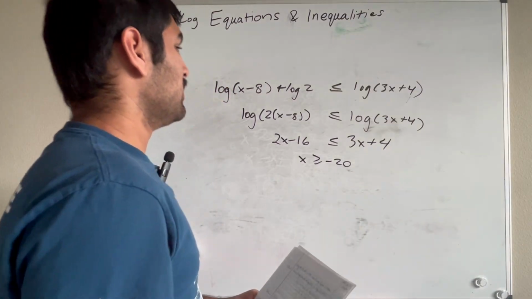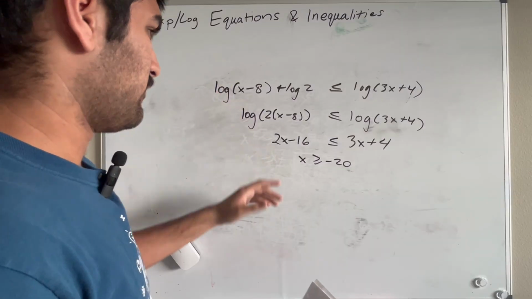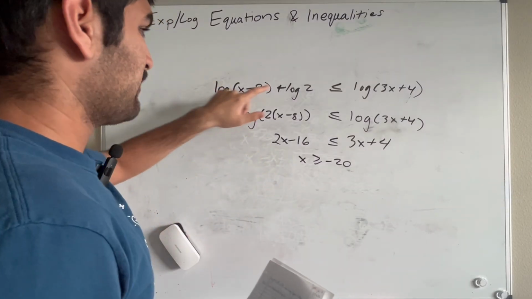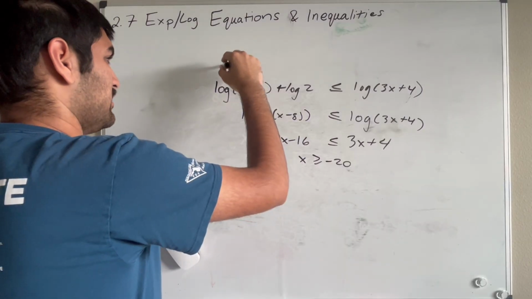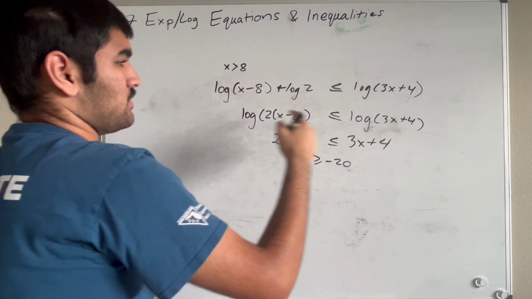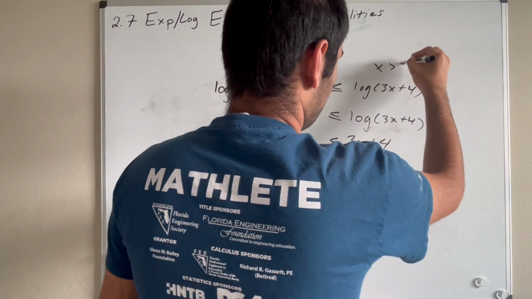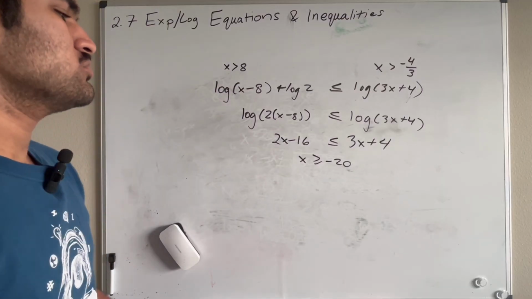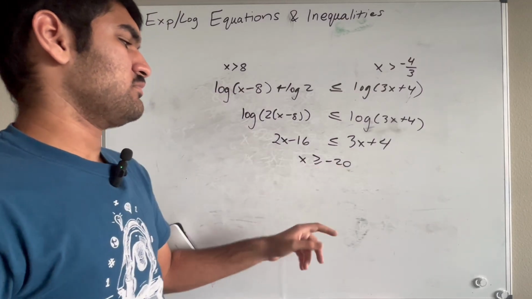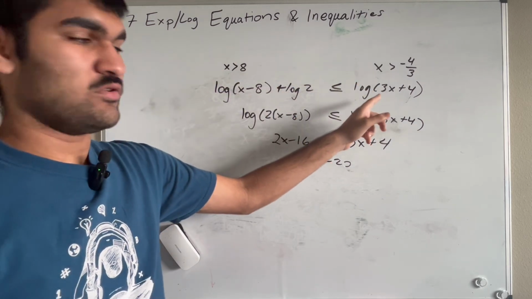Okay, and then again, this is another part where you have to be super careful because you have to check for the domains of each of these. The domain of log of x minus 8 is that x has to be greater than 8. The domain of this one is x has to be greater than negative 4 over 3. Okay? And our solution is that x is greater than or equal to negative 20. So you want to take this union the most restrictive domain.